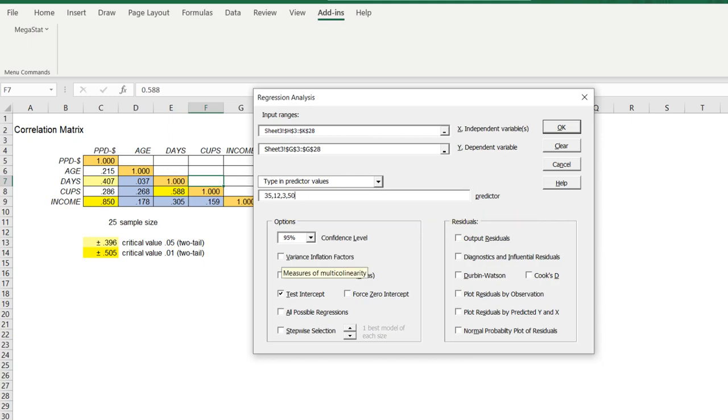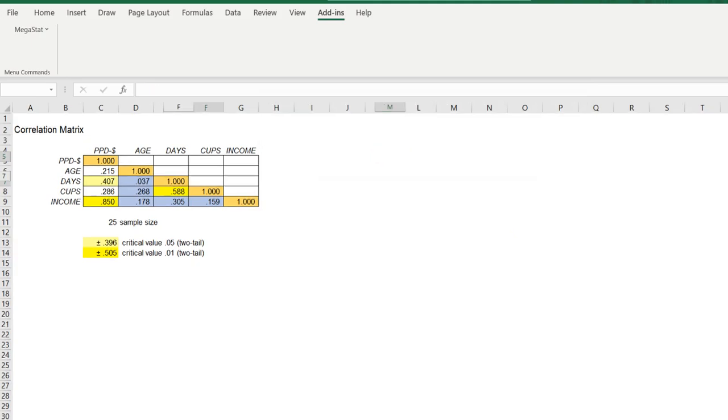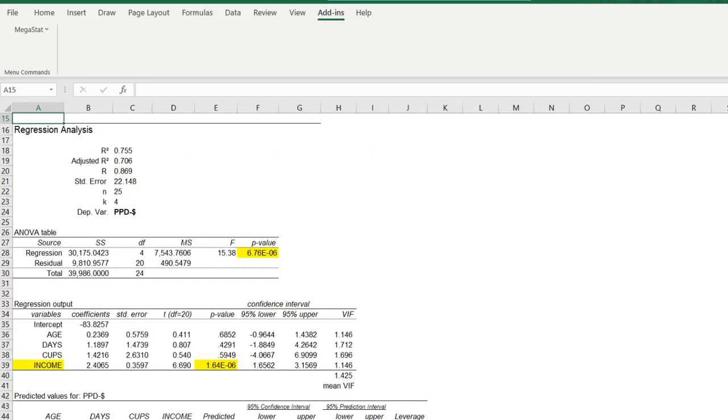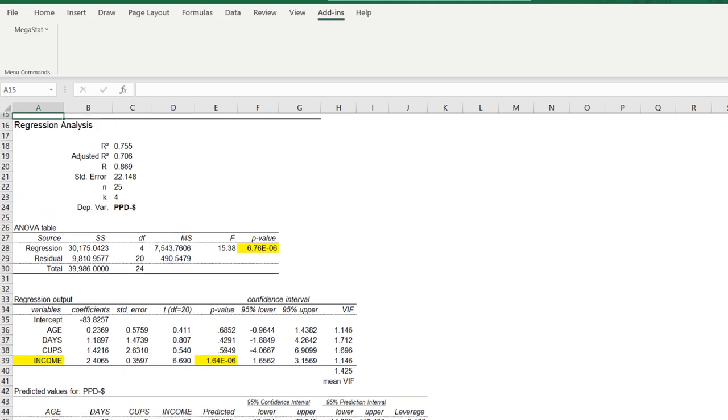And in here, see variance inflation factor. You can click on that. I'm going to uncheck test for intercept. We don't usually test for intercept, and for this course, that's all we want. Hit OK. Oops, define object error. I don't know why it gives me the error, but it's going to give me the output anyhow. So there you go, and that's the regression output. We already went over the output, so I'm not going to go over it again, but that's how you get it in MegaStat.